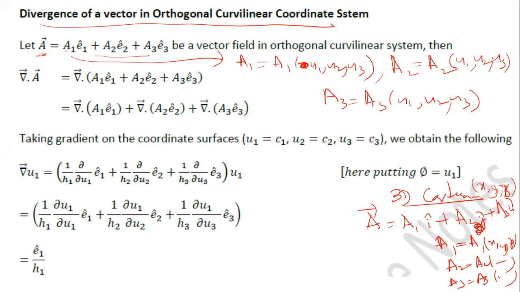Now, when you take a divergence, that is del dot the vector A in this orthogonal curvilinear system, you have to take it like this, the divergence of this. So the del operator will operate on the first term, on the second term, and on the third term like this.